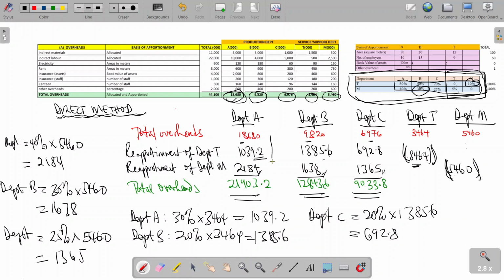Now, after that, we total all the overheads here. And when we total, we get 21904 for A. For B is 12843.6, and for C, 9033.8.